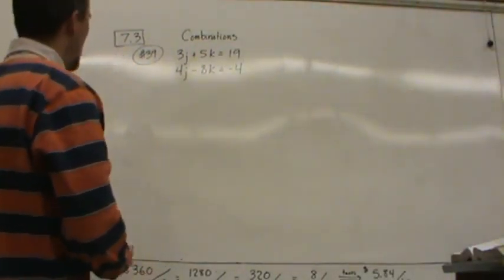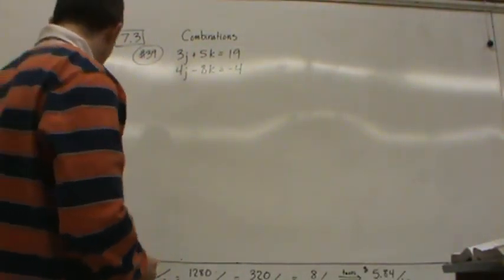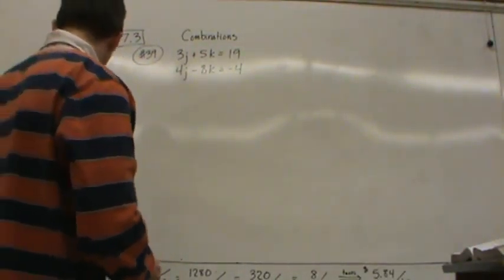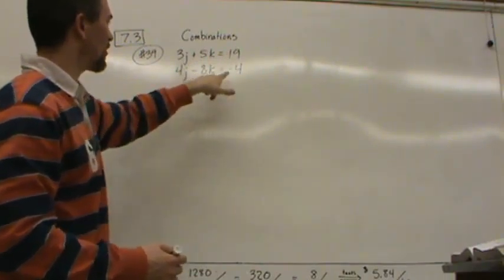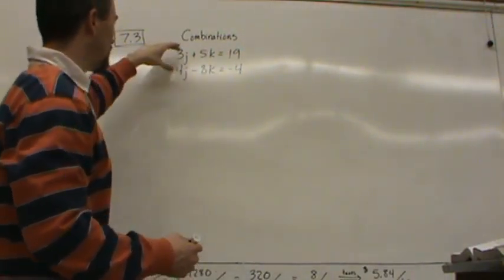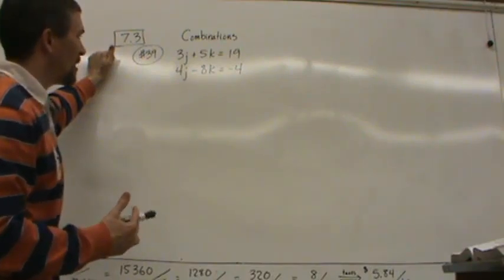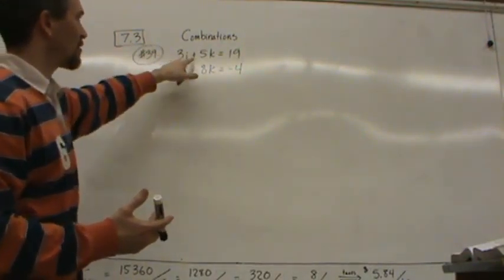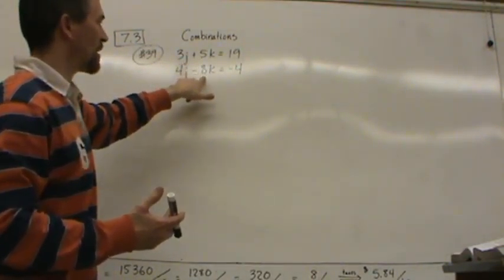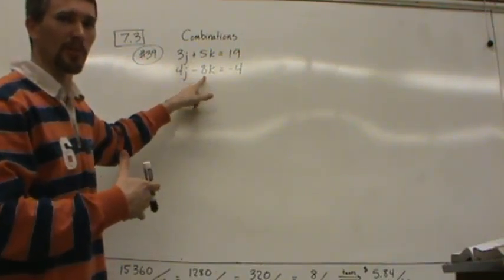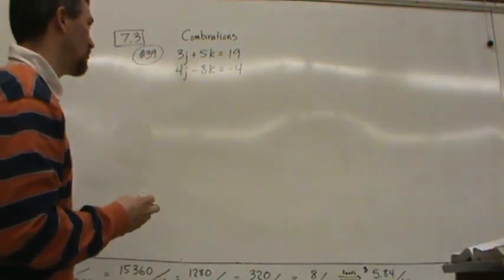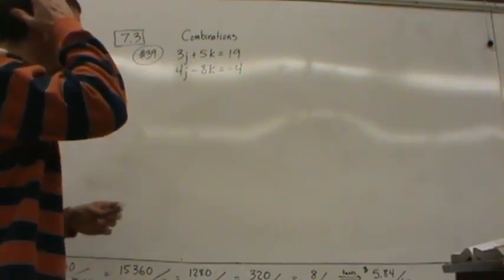Okay, number 39 from 7.3, we're still doing combinations. They give us 3j plus 5k equals 19 and so on. We want to be able to cancel these out, but nothing's ready to cancel out. Like if this was a plus 8k and this was a minus 8k, then they would cancel and we could proceed. But they're not, so we've got to figure out a way to get these to cancel.